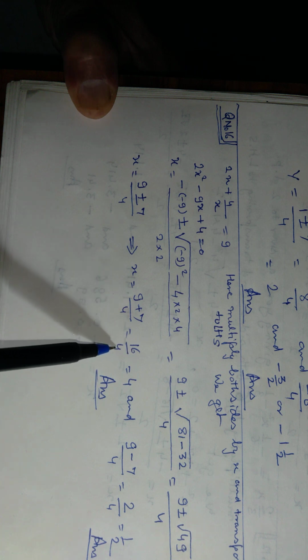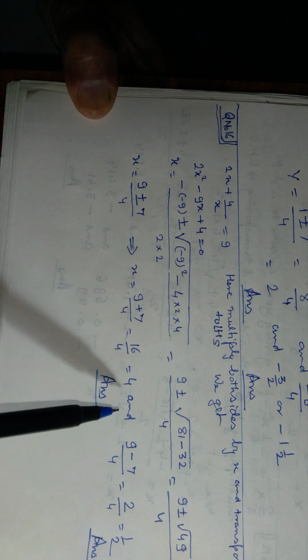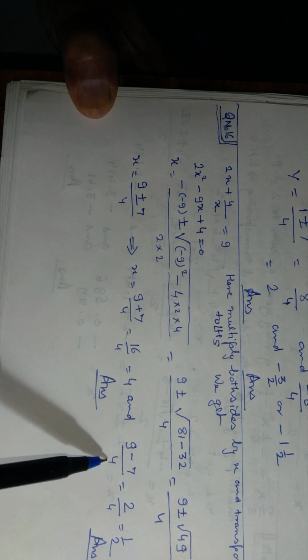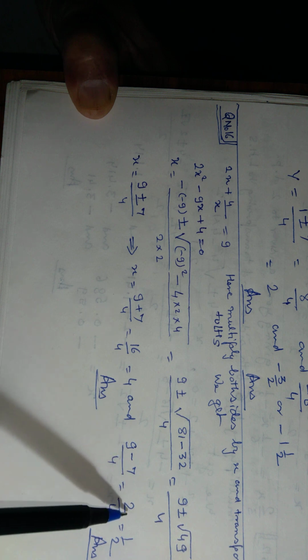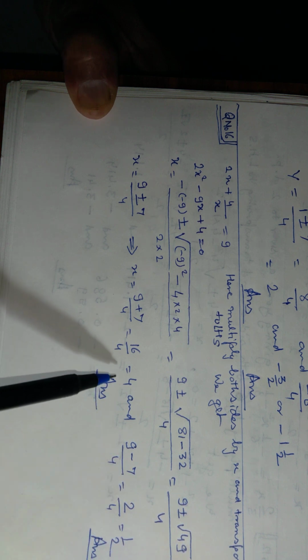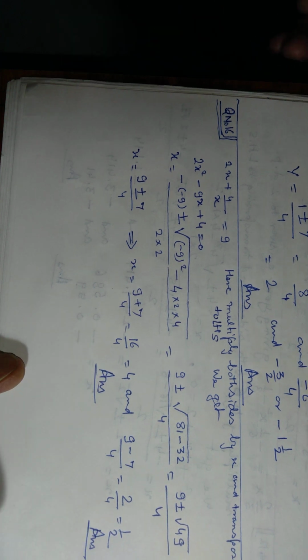This will be equal to 16 by 4, and again it will be equal to 4. And while we take the minus sign, so 9 minus 7 by 4, it will be 2 by 4 and it will be solved to 1 by 2. So these, 4 and 1 by 2, are the two answers of the question number 16.